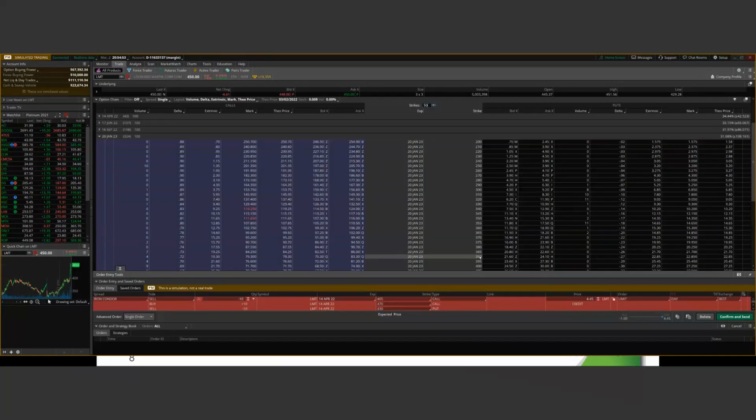Of course, your tax strategies or long-term gain strategies, those things will be affected.